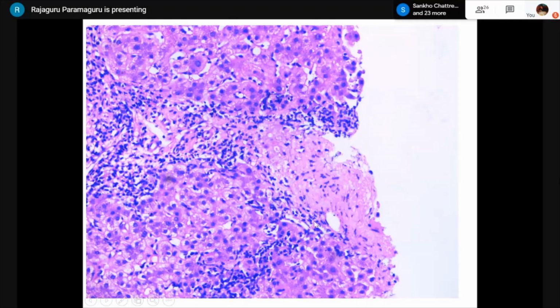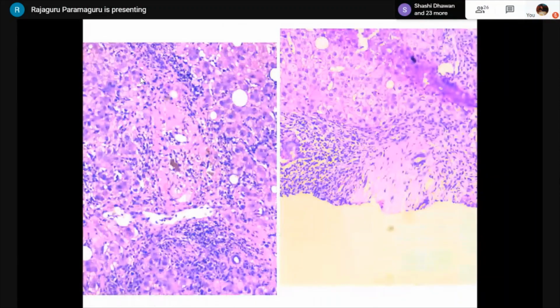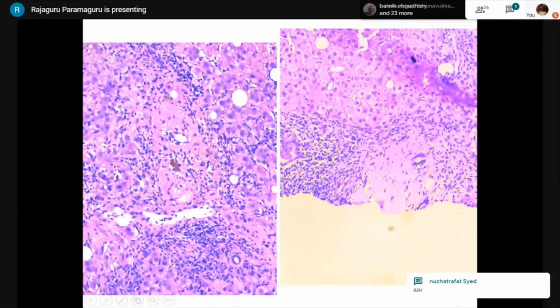Here, this is the portal area, but see over here and see over here. And this is another portal area where you're seeing a kind of a hepatic artery over here, but there is nothing here, and there's a lot of inflammatory cells which are going into the lobules. Here again, this is a portal area. I think you're able to see this kind of a sclerotic area with a near destructed bile duct.